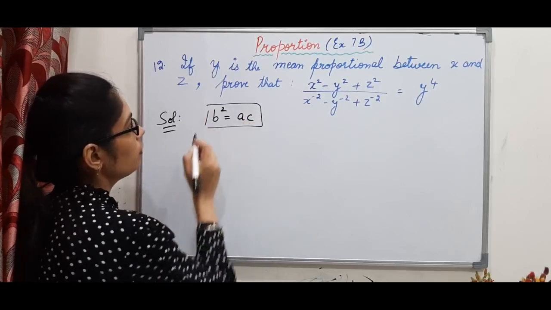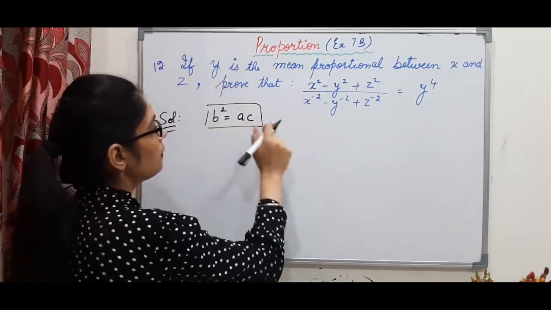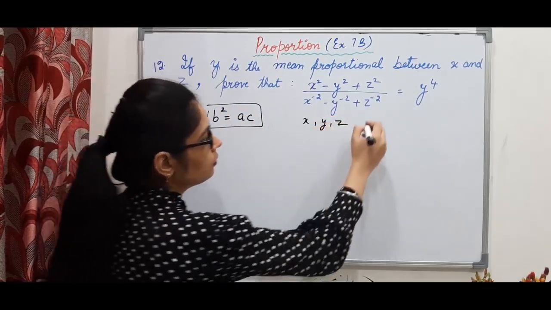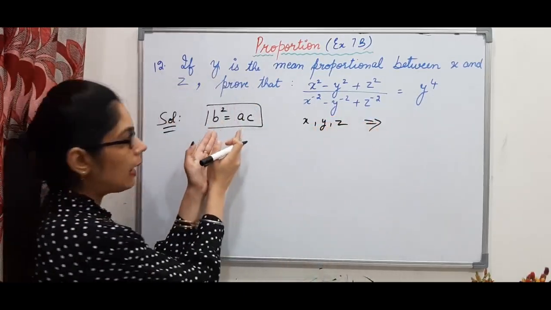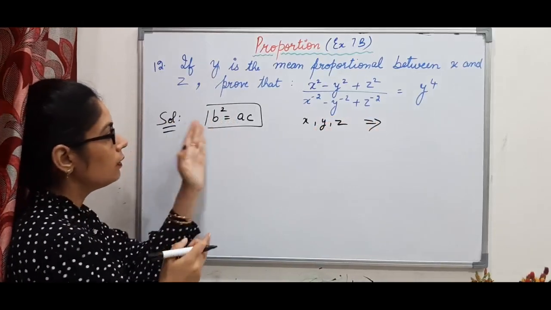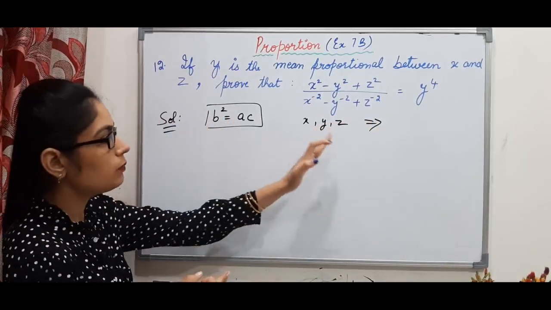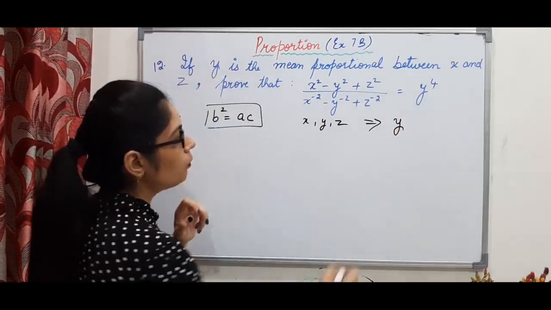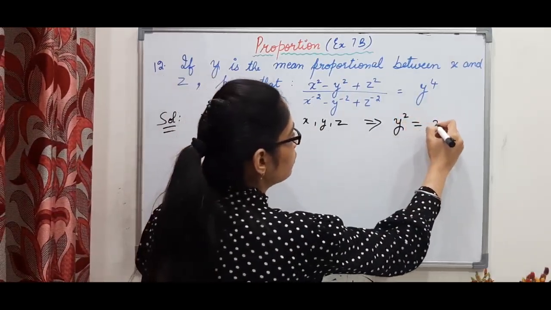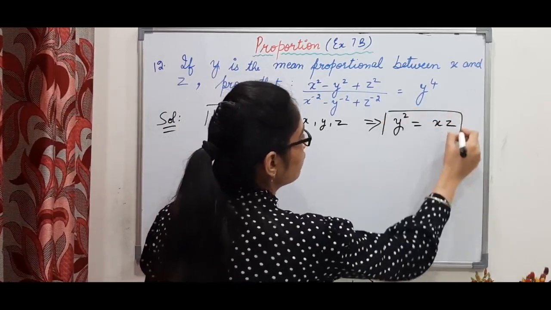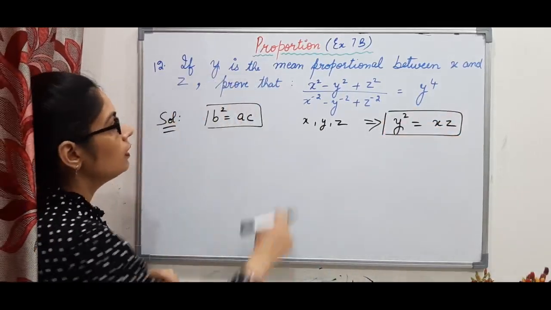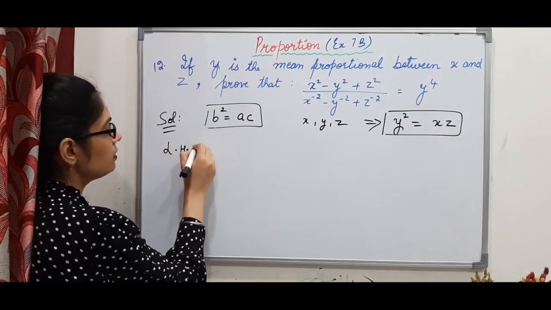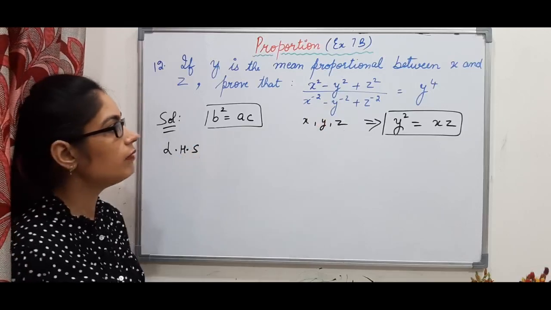So this is given to me, but instead of A, B, C, it's given to me x, y, z, which implies here I will just substitute the values of A, B, C as x, y, z. So B is y. Y is the mean proportional. So y square is equals to x into z. This is given to us. So in proof, we have to prove that left hand side is equals to right hand side. So we'll start with left hand side.